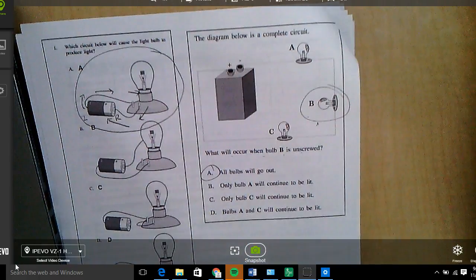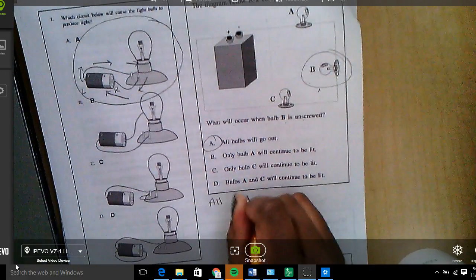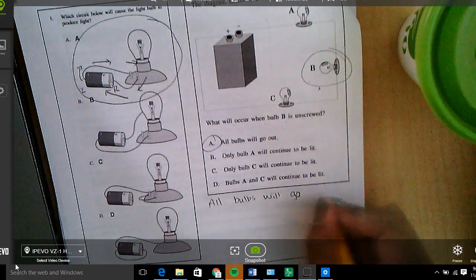Very good. Now, someone tell me why. Why will all of the bulbs go out? He says because all of them are unscrewed. Someone address that response. Imani, beautiful response. We're going to jot that down so that this knowledge sticks. So I want you to write all bulbs will go out.